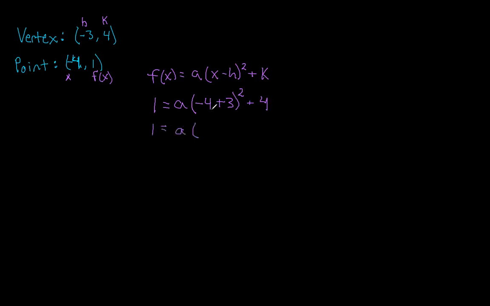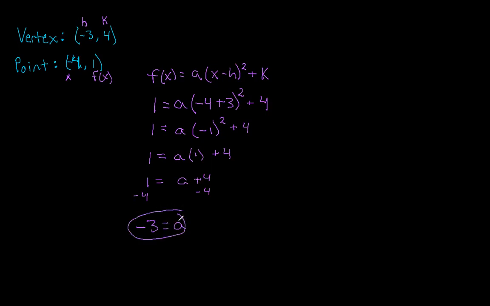So a times negative 4 plus 3 is negative 1. I haven't done anything with my 4 on the end. I keep working on this equation. Negative 1 squared is positive 1. And then 1 equals a, because a times 1 is the same thing as just 1a. To solve this, I would need to subtract 4 from either side of my equation, and I get negative 3 for a.